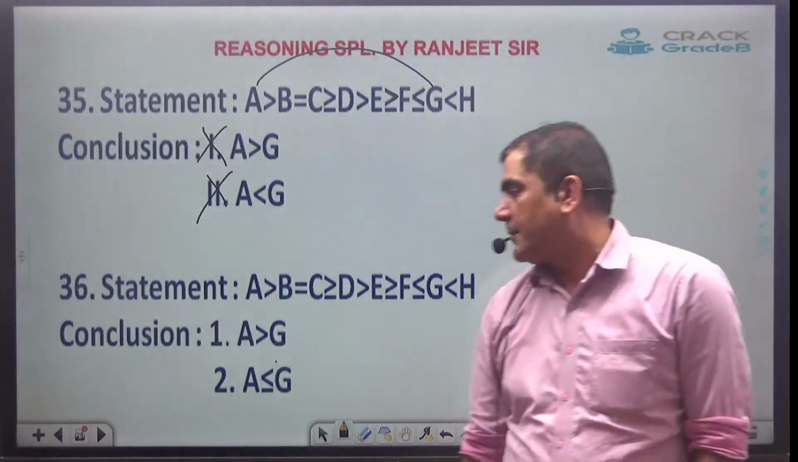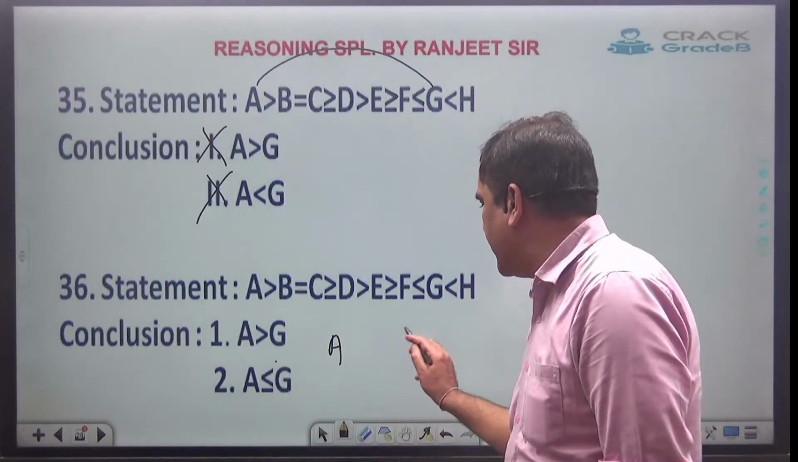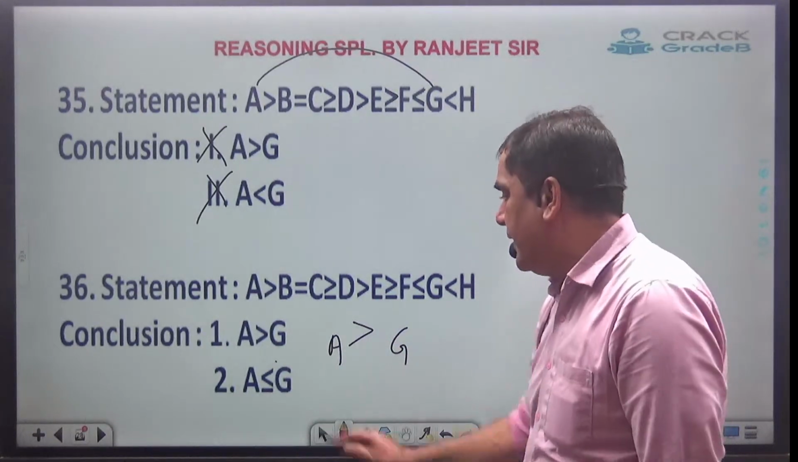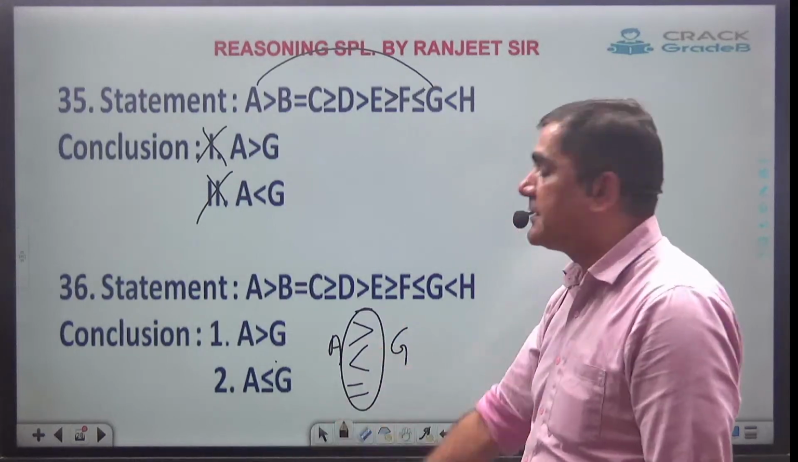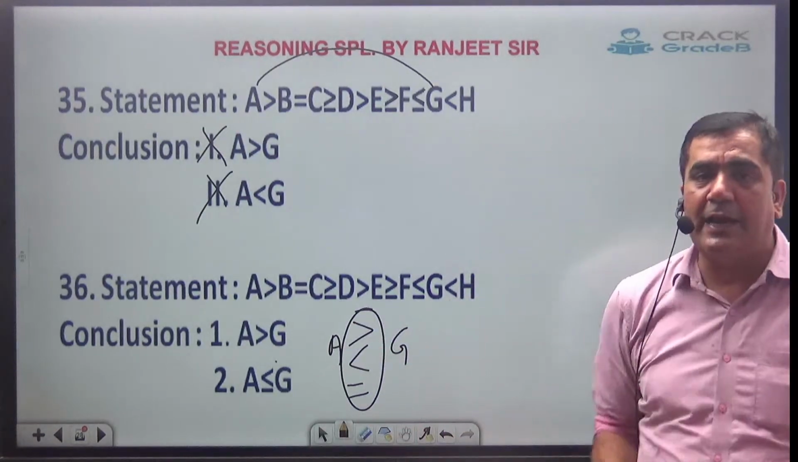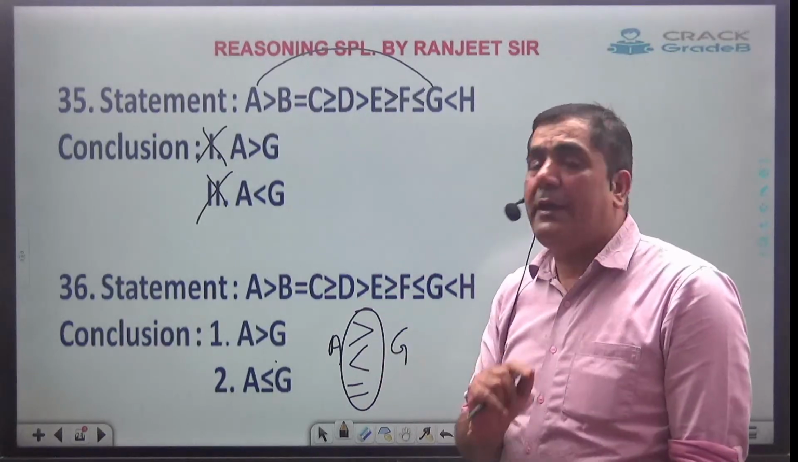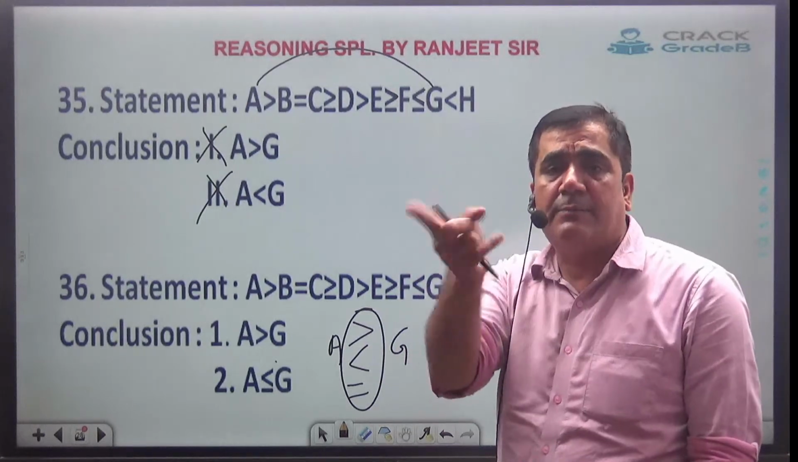Clear? See here in this one. A and G. How many symbols? First is faces towards A. Second face is towards G. Third, equal to. All the three faces have come. So if all the three faces have come, then my answer will be either or, if and only if they don't have any relation between them.